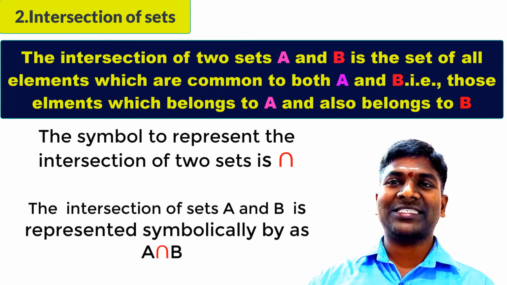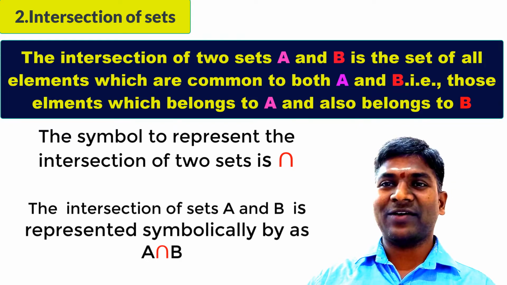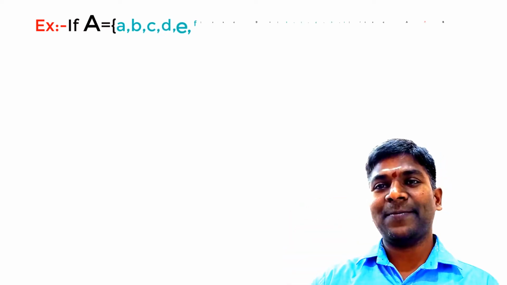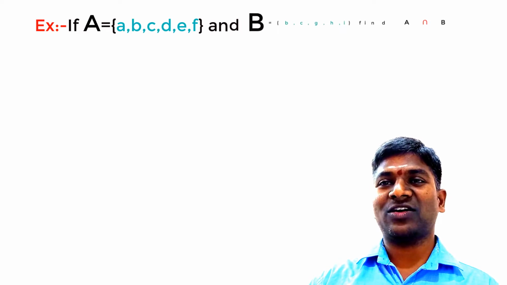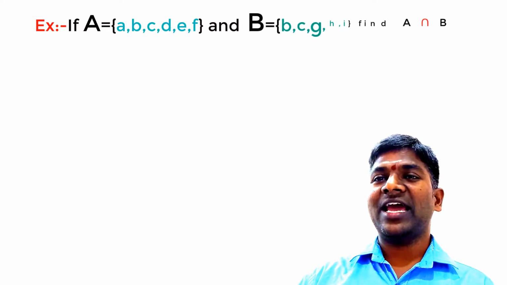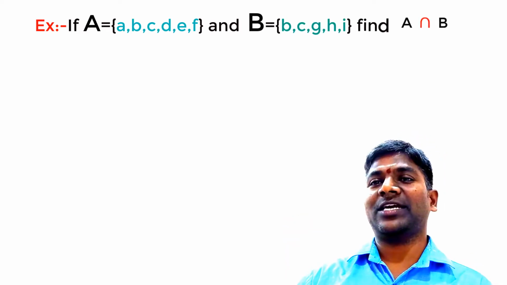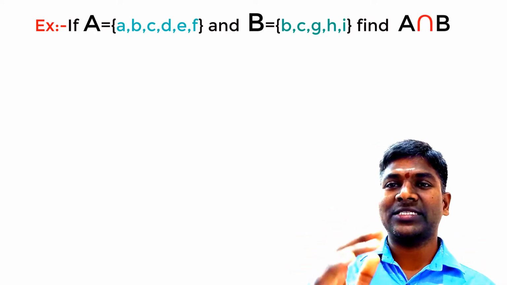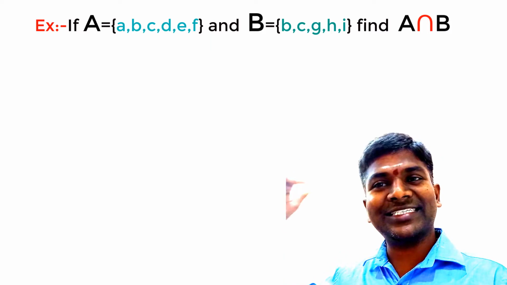Let us take the same example which was taken in the union of sets. Set A is A, B, C, D, E. These are the elements of set A, and set B consists of the elements B, C, G, H, I. These are the elements of set B. Find the intersection of A and B. This is the question. You can see the same question on the screen.